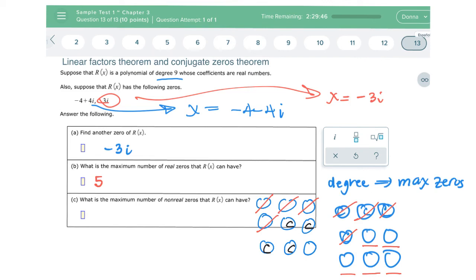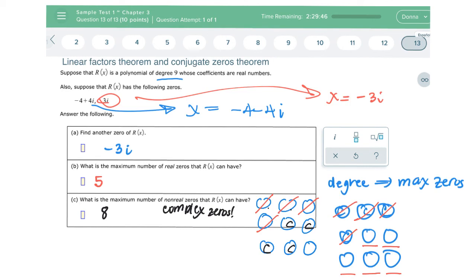So when I count all those non-real zeros, the red stripes and the black C's, I see that I have 1, 2, 3, 4 from the previous zeros, and then an additional 4. So that lets me know that I can have a max of 8 non-real zeros, or what we can call complex zeros.